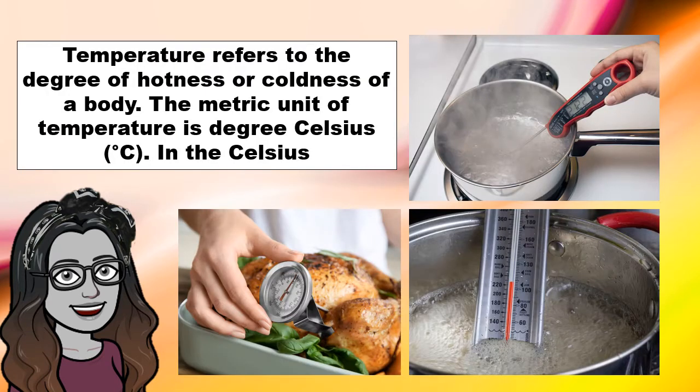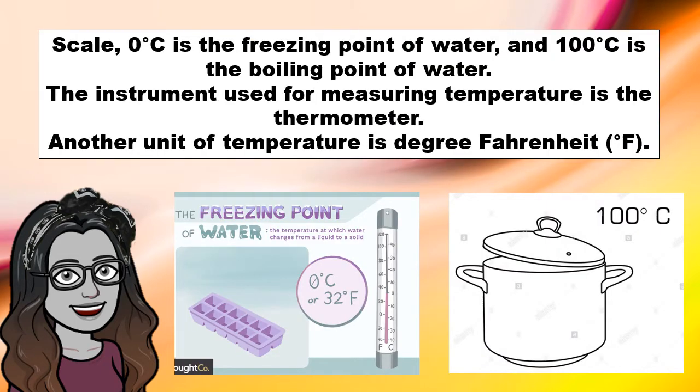Temperature refers to the degree of hotness or coldness of a body. The metric unit of temperature is degrees Celsius. Zero degrees Celsius is the freezing point of water, while 100 degrees Celsius is the boiling point of water. The instrument used to measure temperature is called thermometer. Another unit of temperature is degree Fahrenheit.